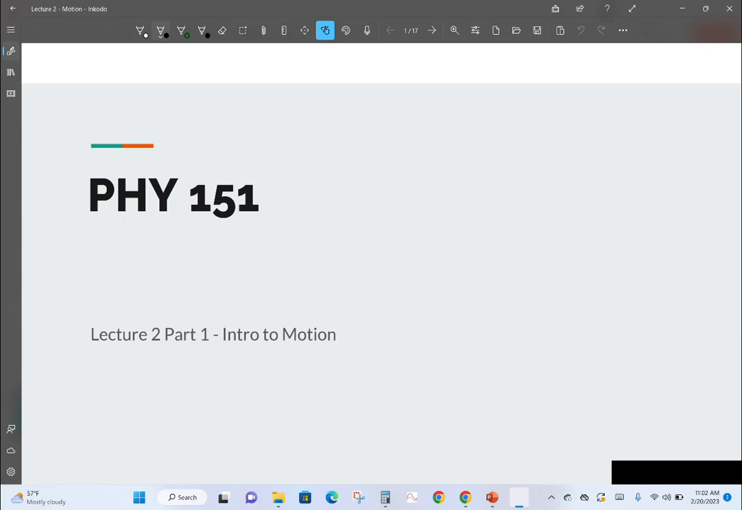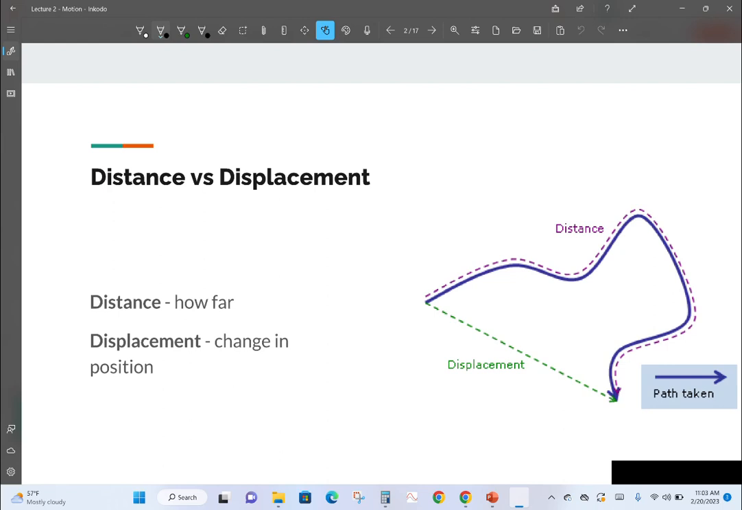You may talk about how far you went. You may talk about where you ended up compared to where you started. Like, were you in Sanford and then went to Lillington, or did you go from Cary to Raleigh? All of these aspects are considered when we talk about motion. Let's first talk about distance.